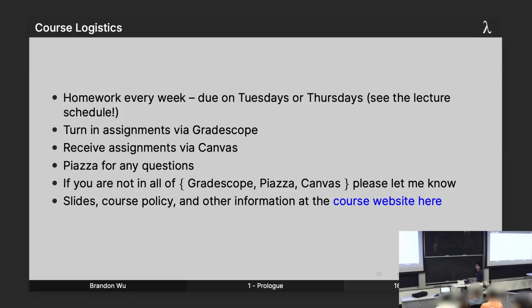Other than that, you're going to turn in your assignments via Gradescope. You're going to receive your assignments via Canvas, and you're going to ask questions on Piazza. You can ask anything. You can ask my favorite color. You can ask my middle name. You can ask my favorite programming paradigm. Spoiler alert for what that might be.